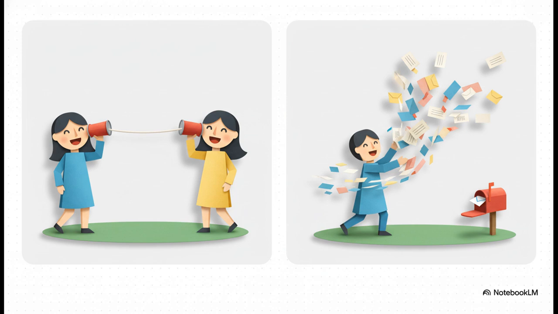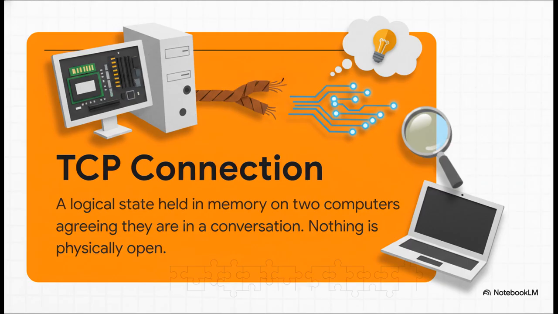UDP, on the other hand, is like sending a bunch of postcards. You just write them and drop them in the mail. There's no connection, no guarantee they'll all arrive, and definitely no guarantee they'll show up in the right order. And here it is. This is the big reveal, the key insight to the whole thing. A TCP connection is not a physical thing at all. The cable isn't being held open just for you. It's simply a logical agreement.